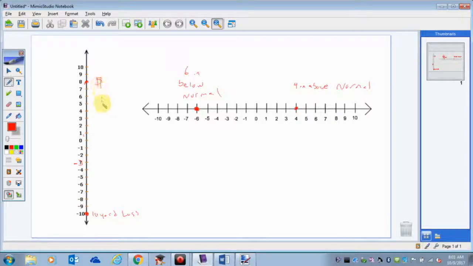And I'm doing these on both number lines. They are represented the same way. Well, if one's vertical and one's horizontal, it really doesn't matter. They mean the same thing. So $8 deposit.